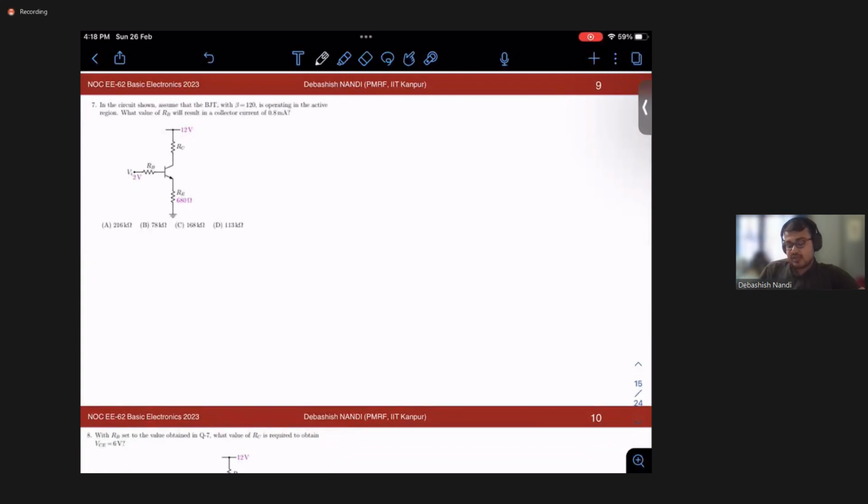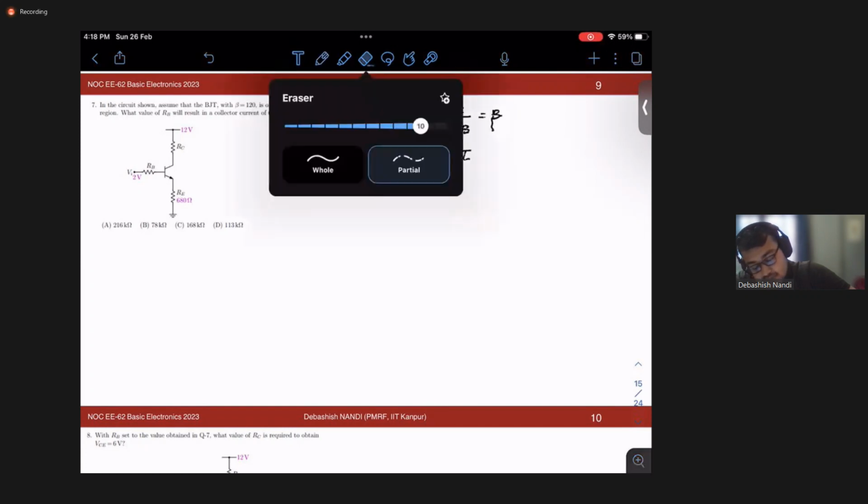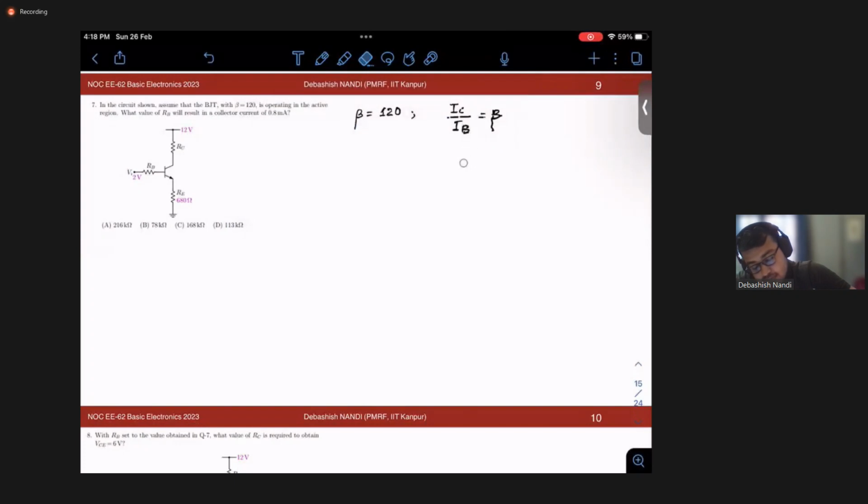Okay, so next problem is that in the circuit given below, assume that the BJT with beta is equal to 120. What is beta? Beta is nothing but IC by IB. Okay, and what is alpha? Alpha is nothing but IC by IE. Okay, and your IE is equal to IC plus IB.